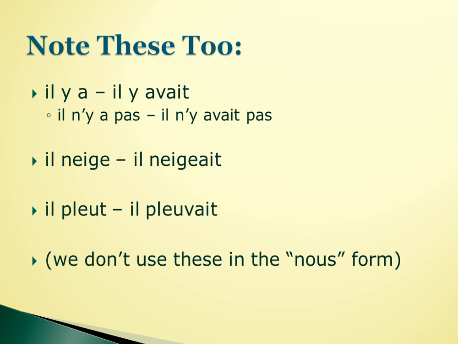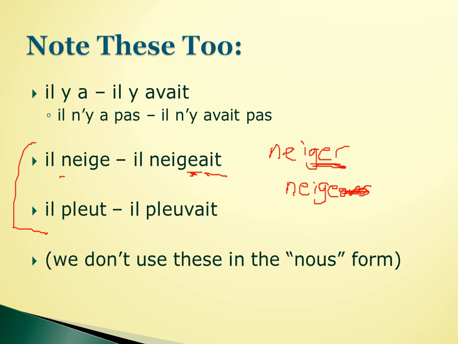It's snowing. Now, we never ever use these two verbs, it's snowing or it's raining. We don't say we're snowing or we're raining. So you don't get an opportunity to see what the nous form is. All right, the verb looks like this. Neiger, to snow. It's a GER verb, though. So in our nous form, if we had it, it would be neigeons. So when we take off the ONS, we keep this E here and add our AIT.